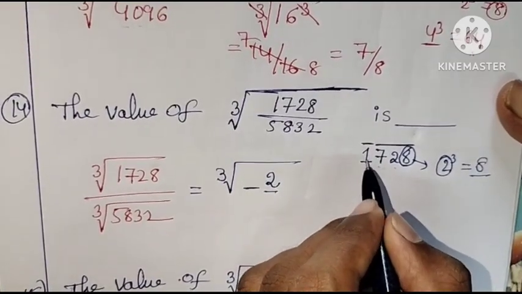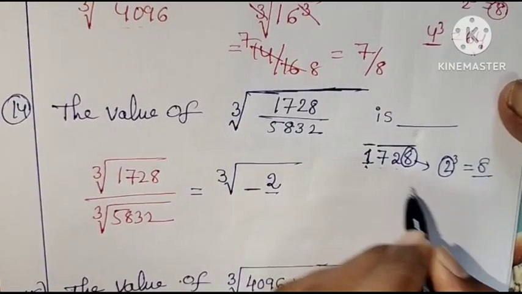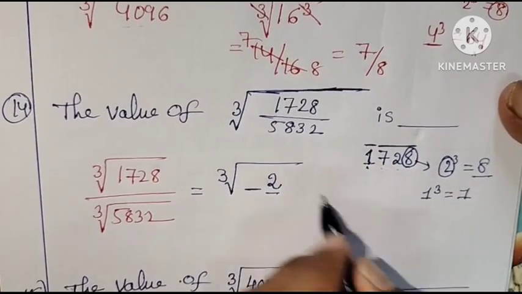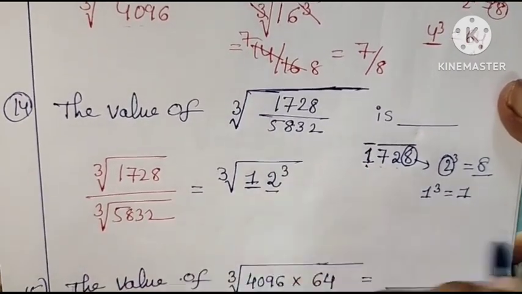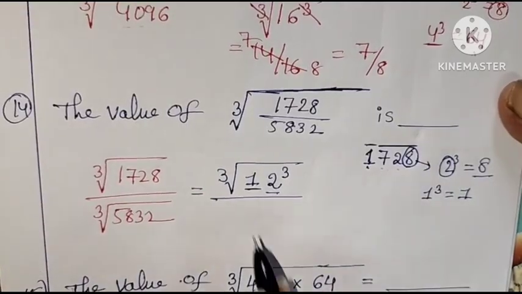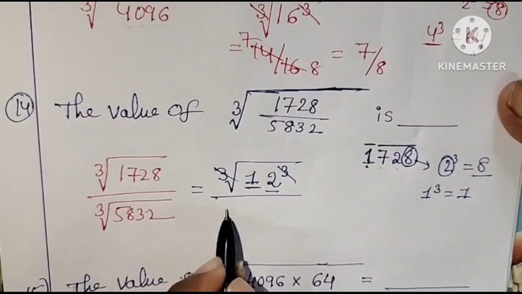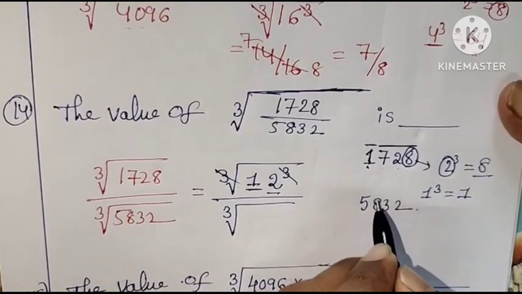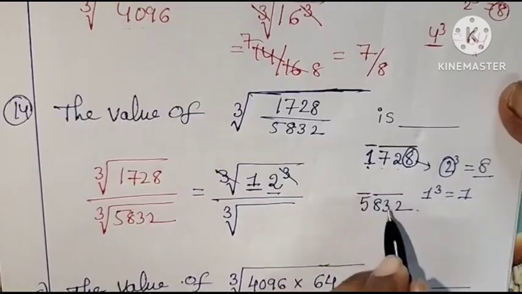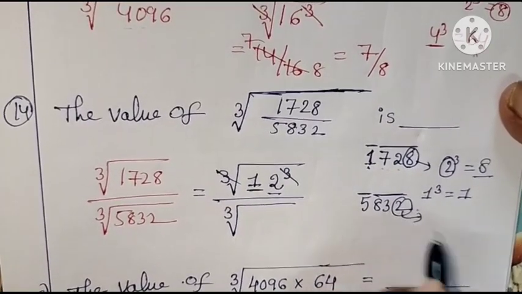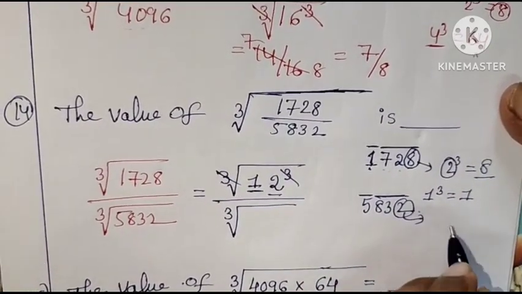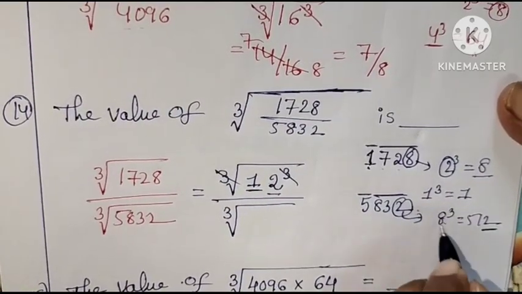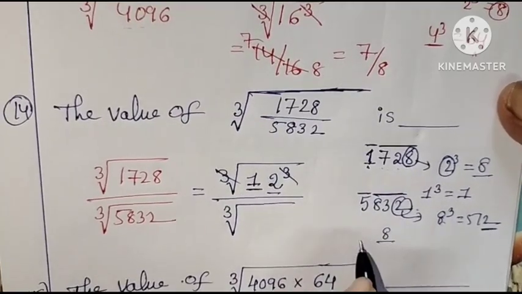Okay? Now what about the tens digit? Here the first digit is 1. So we know that 1 cube is equal to 1. So my first digit is 1. So the cube root of 12 cube. Cube root cancels. And what about the cube root of 5832? Consider 5832, one group and second group. 3 digits, one group. The unit digit is 2. Which perfect cube ends with 2? 8 cube. 512 ends with 2. So my unit digit is 8.